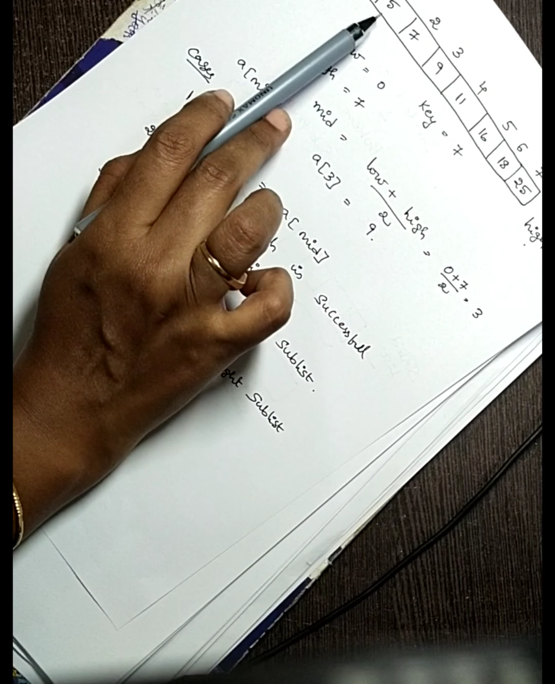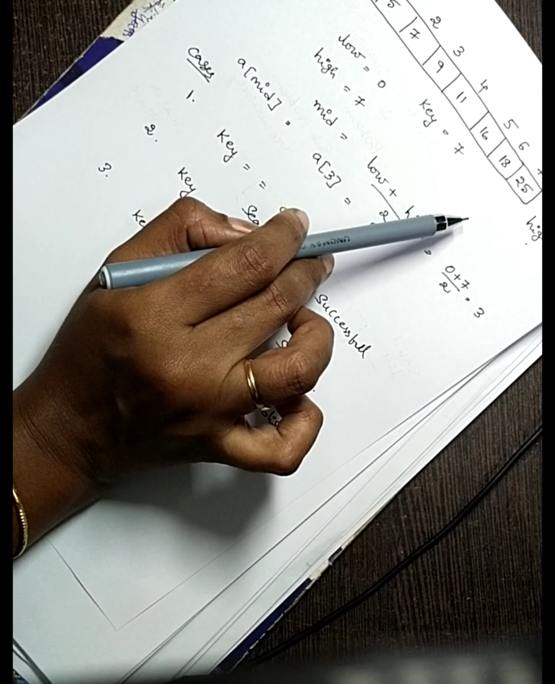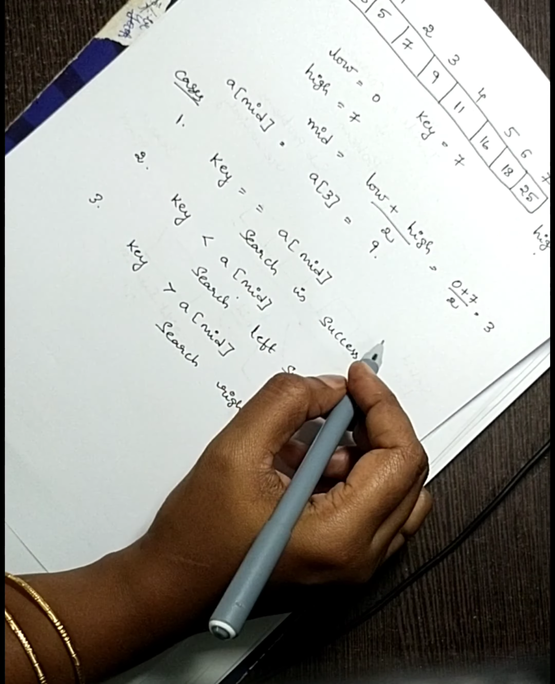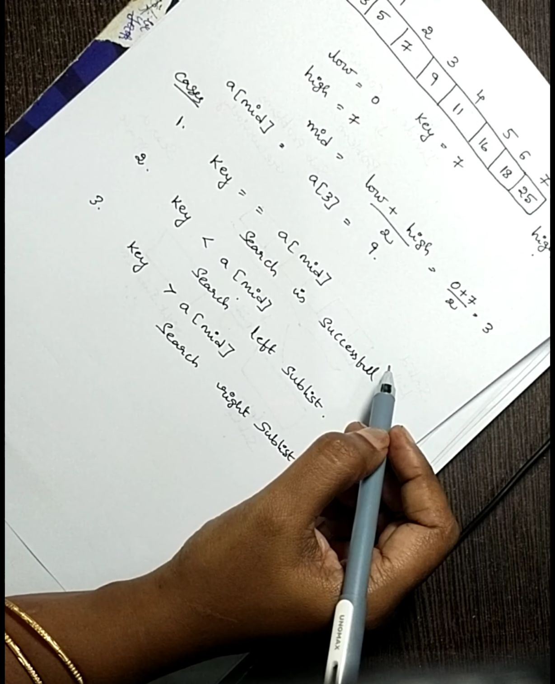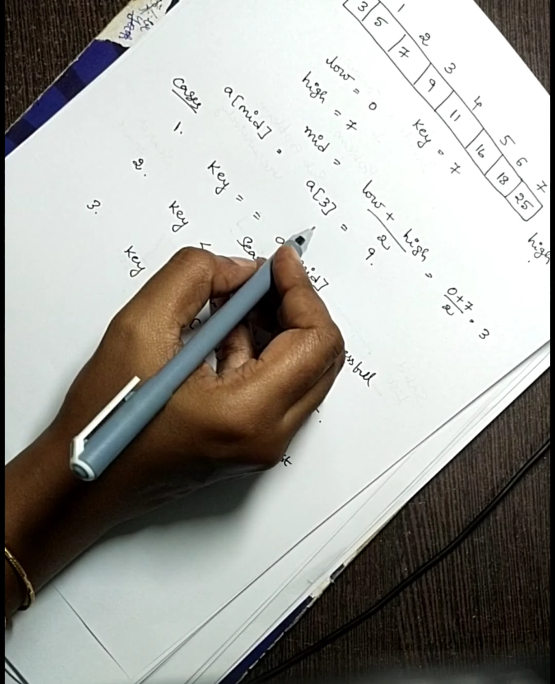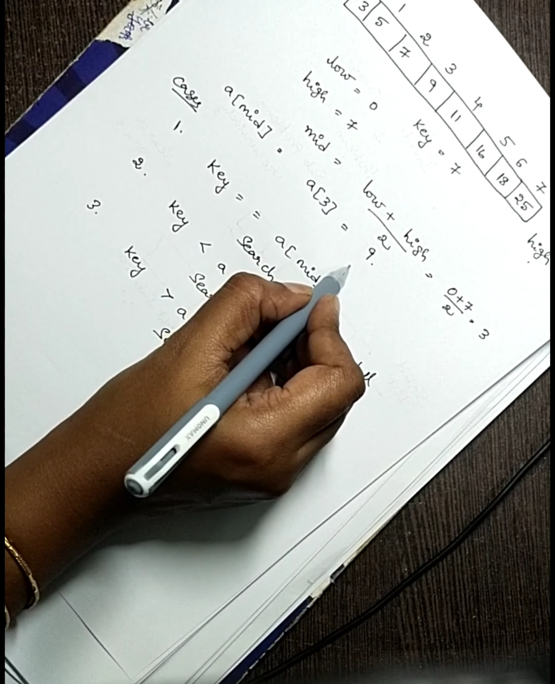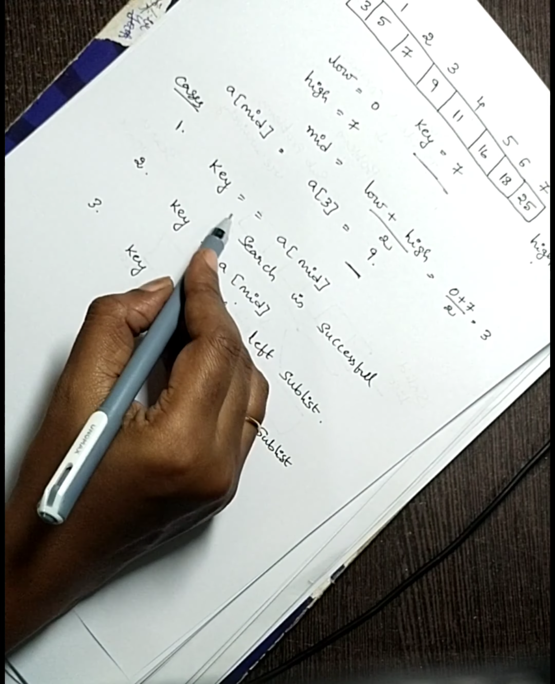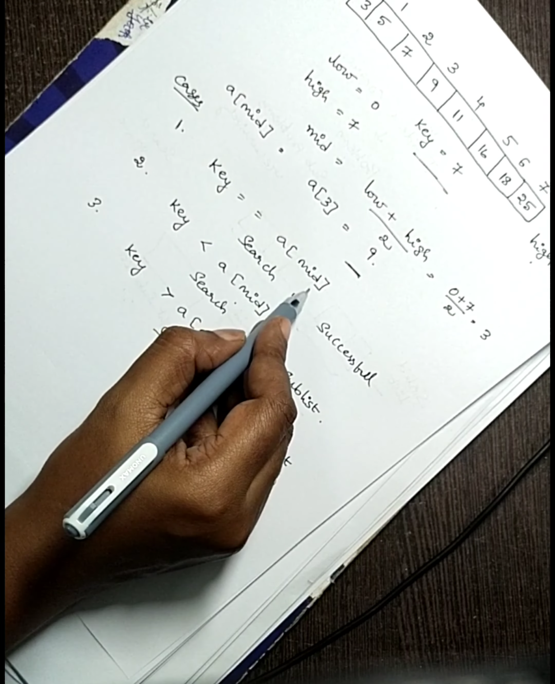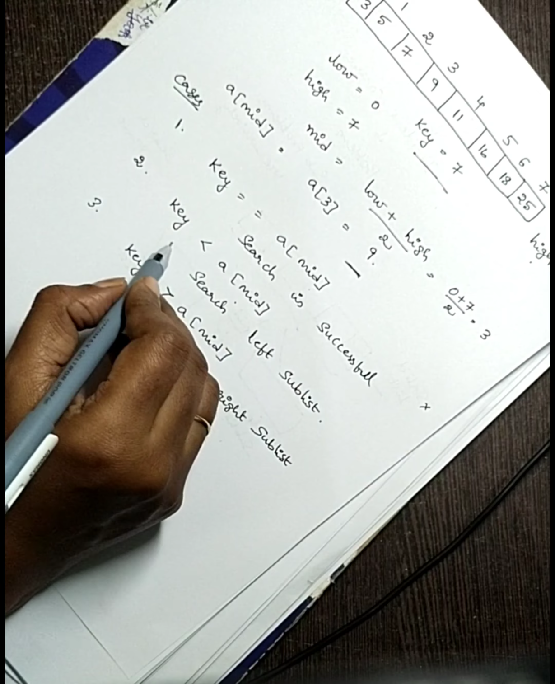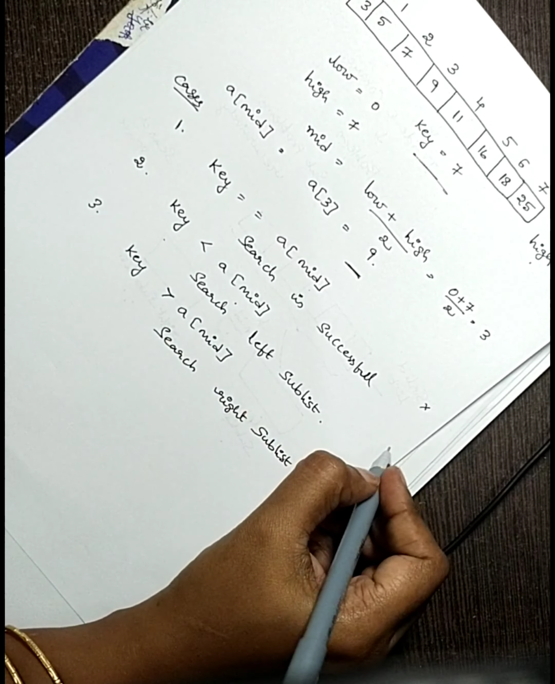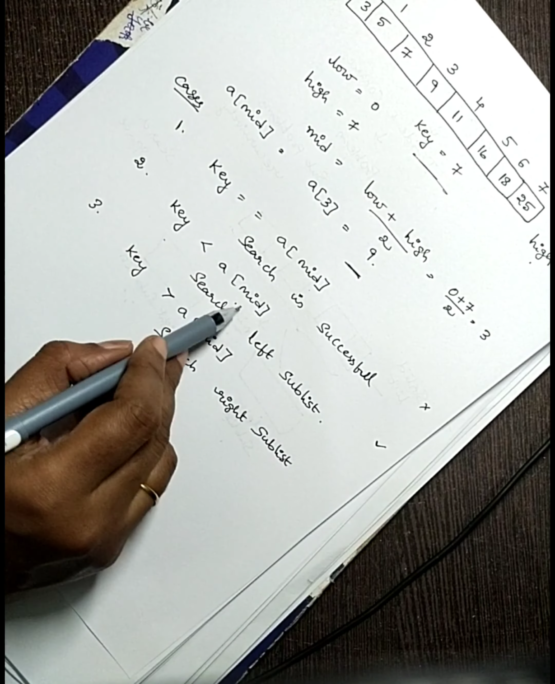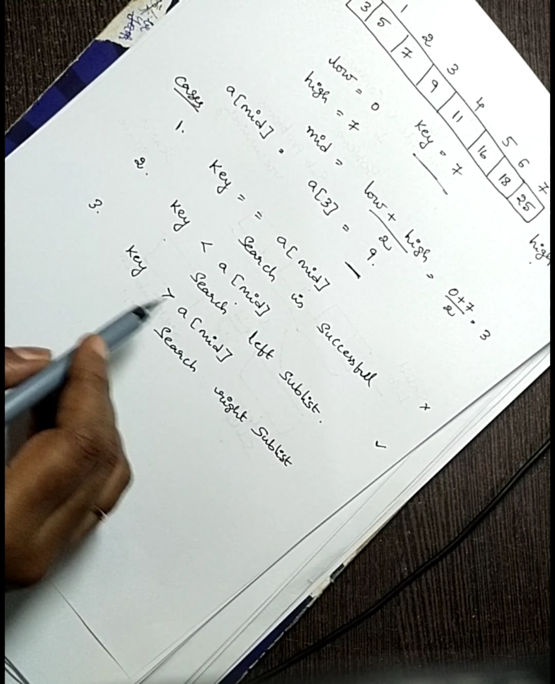Okay, now let us observe all these cases. Now let us come to our example. A of mid is A of 3, that is 9, and the key element that has to be searched is 7. We have to check all these cases. Is key equal to A of mid? No, key is not equal to A of mid. Is key less than A of mid? Yes, key is less than A of mid. So we have to search the left sublist.